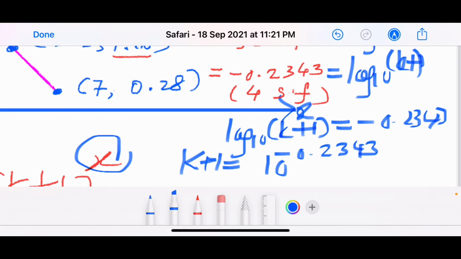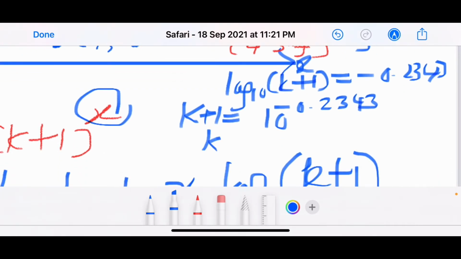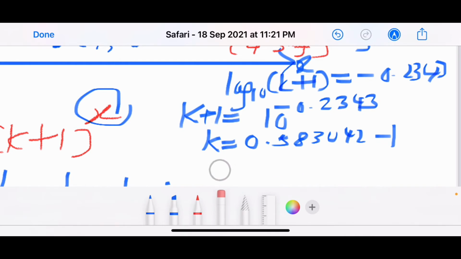Your answer for the k, you have to minus out the 1, isn't it? So it is 0.5330 minus 1. So the answer is 0.41. So the k is, when you shift, you'll get 0.583042 something. You have to minus 1 because the question is asking for k. So the answer for k should be a negative.